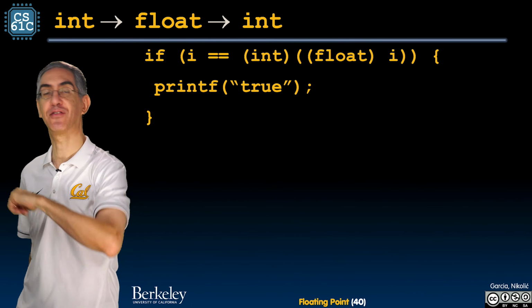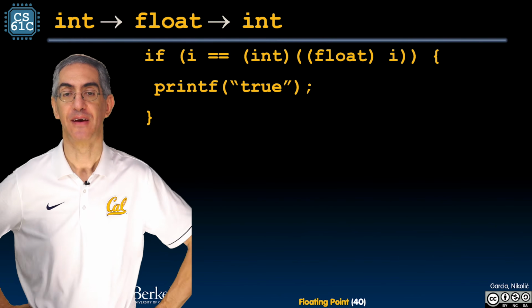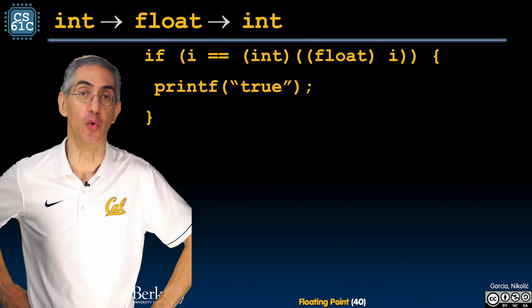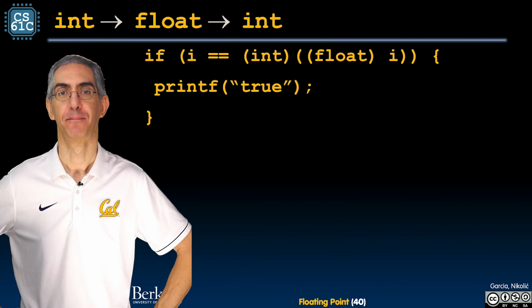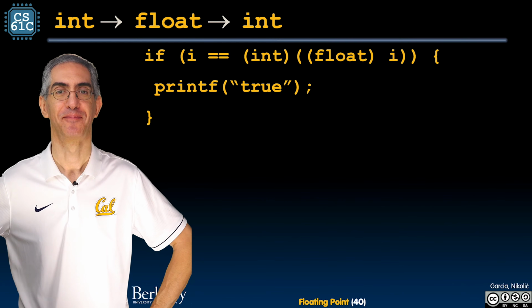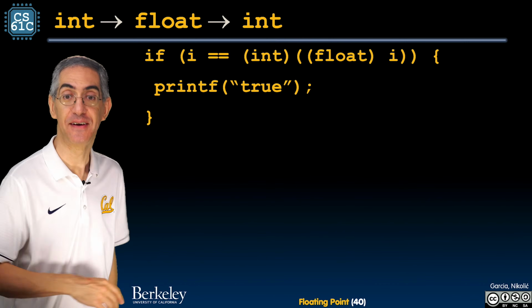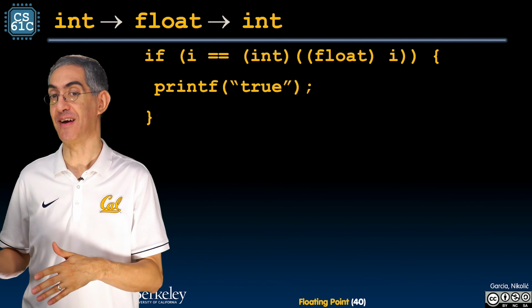So now you might ask yourself, if I go from an int to a float back to an int, do I get the same number? Does this always print true? Pause the video and think about it. Talk to your neighbor. And then come on back. And we're back. If i equals int of float of i, same thing?